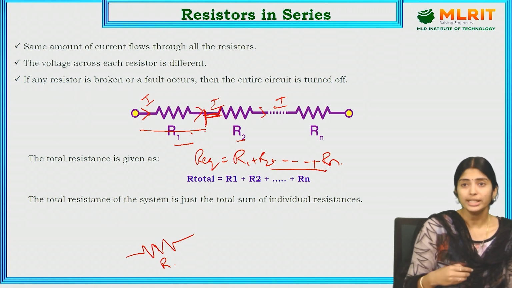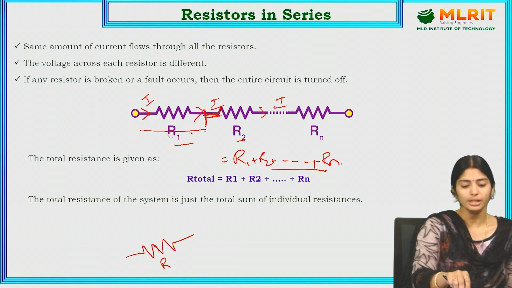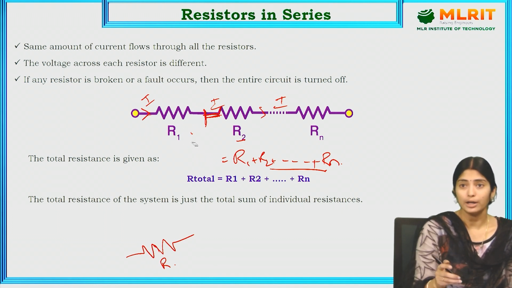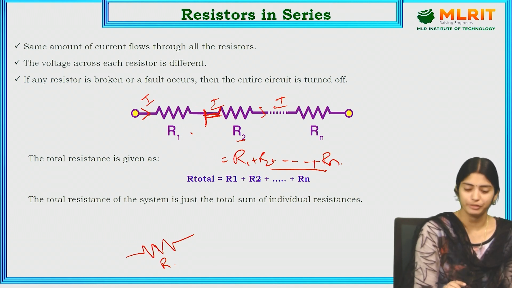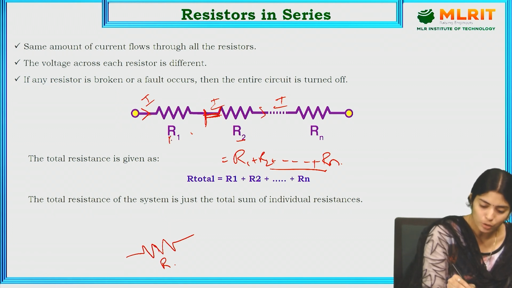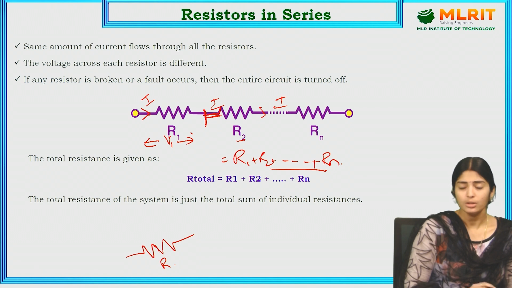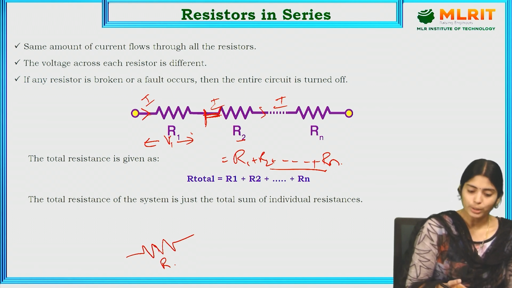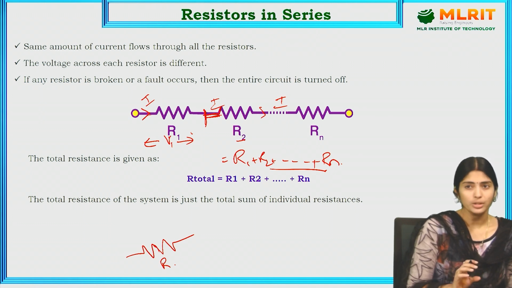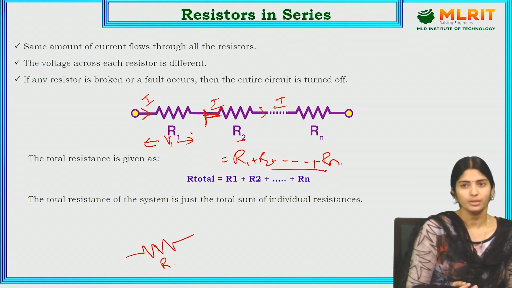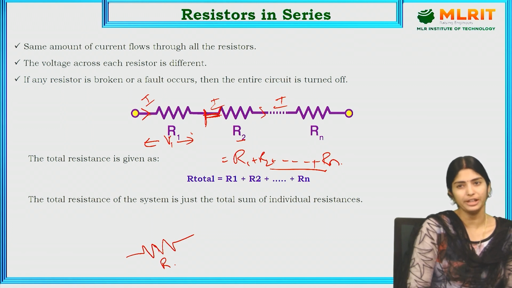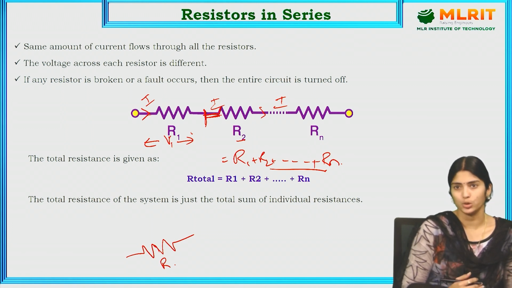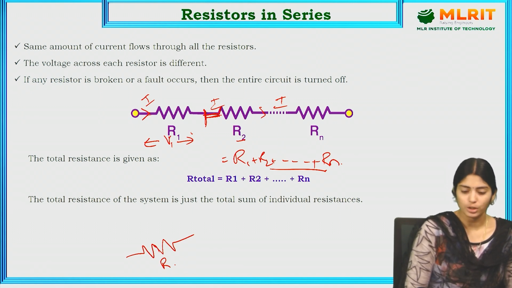But coming to the voltage, the value of voltage will be different. Why? For resistor R1, a value V1 will be there as voltage drop. Now let us see what a voltage drop is. According to the property of a resistor, it opposes the flow of electrons. That opposition is done in the form of heat, which means it dissipates energy as heat. So some amount of voltage gets reduced. That reduction in the voltage is called voltage drop.